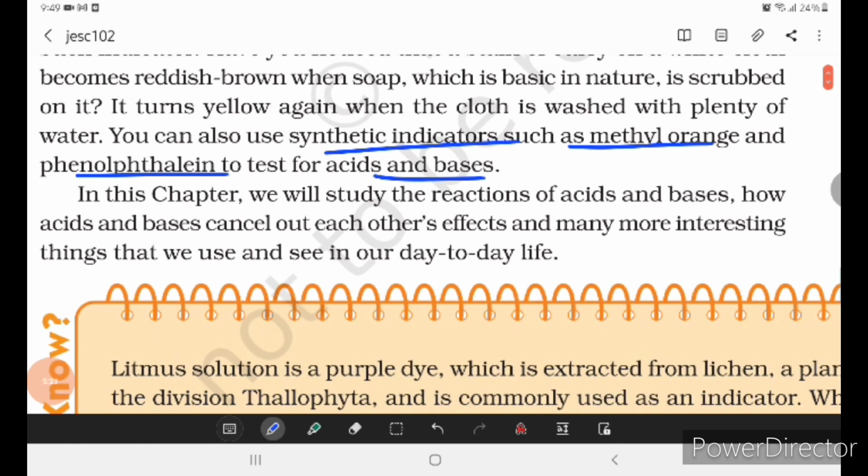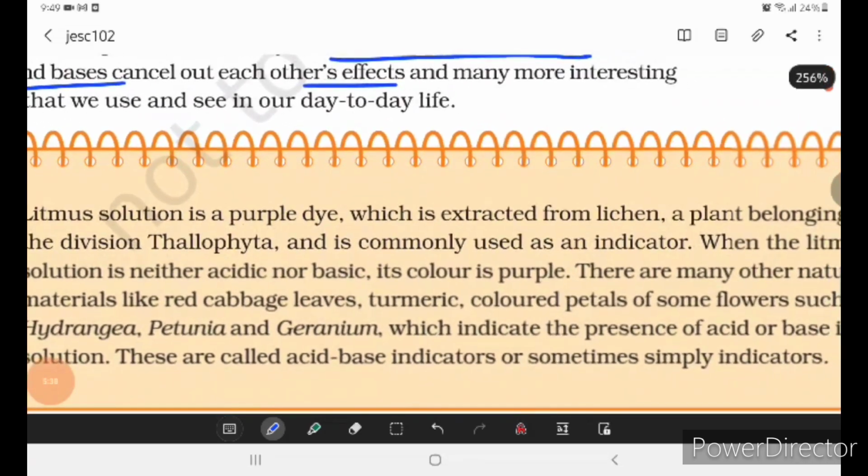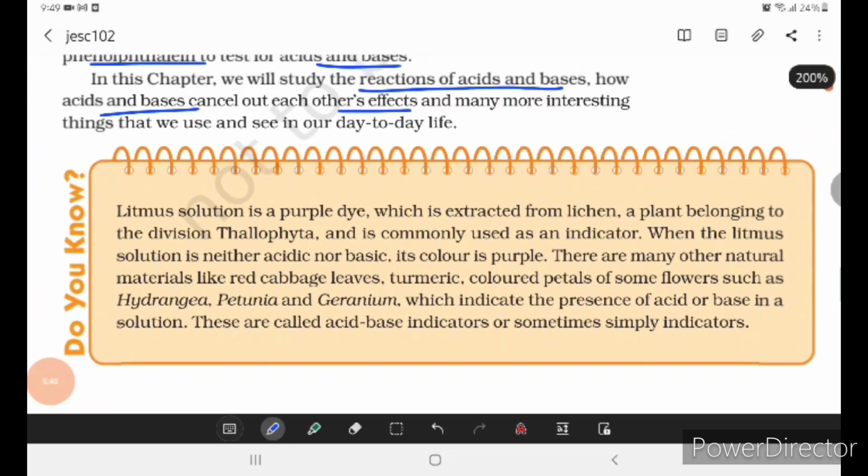So what are we going to learn in this chapter? In this chapter, we will be studying the reactions of acids and bases with different types of metals, oxides, etc. We will see how acids and bases cancel out each other's effect, and many more interesting things that we use and see in our day-to-day life. Let's have a basic idea about litmus solution.